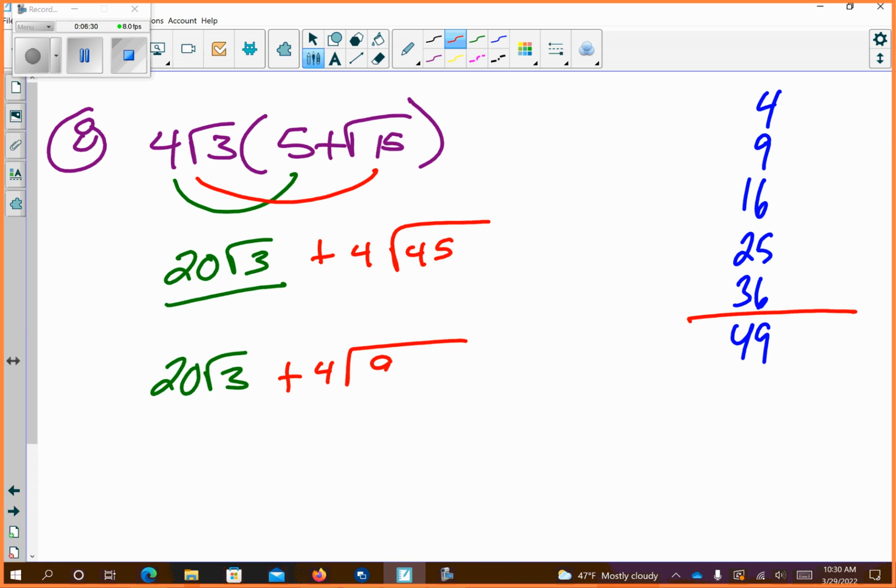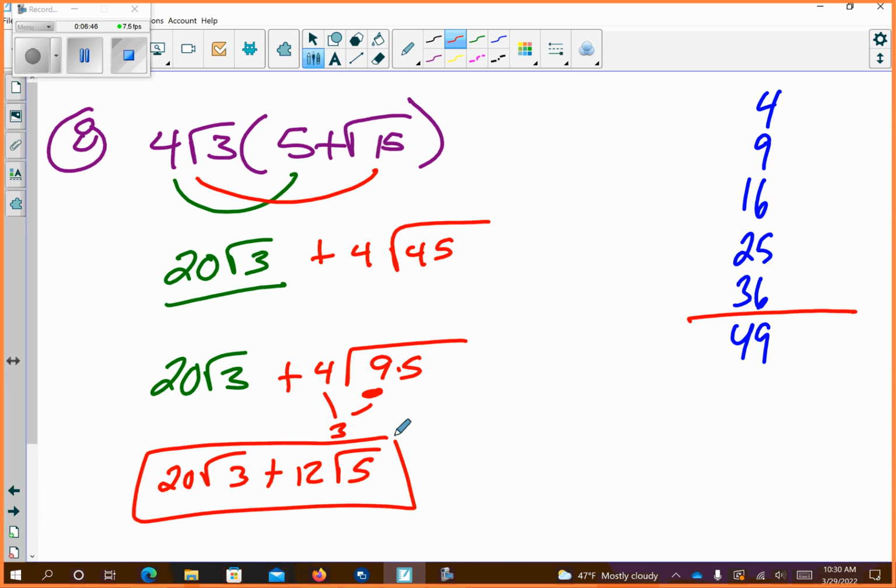Yeah, so 9 and 5. Okay. Square root of 9 is what? 3. So 3 is coming out. So I have 20 root 3 plus 4 times 3, that's 12 root 5. That's as far as I can go with that problem because root 3 and root 5 are different. I can't add or subtract them. If it was multiplication, that's different. I could multiply under, outside, outside.